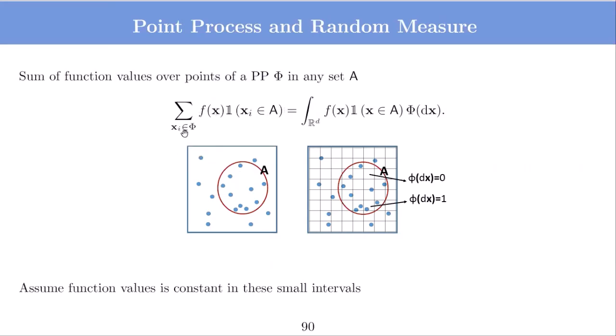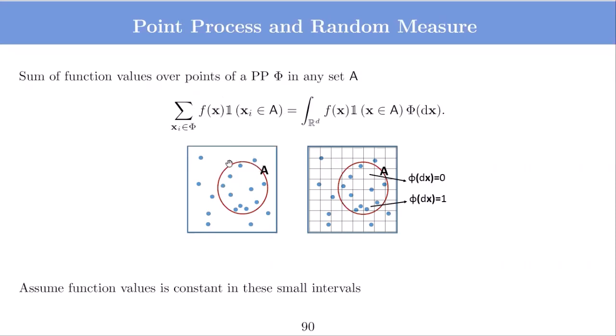So you go to each point in phi, find its value xi, f(xi), and the indicator that xi belongs to A. If you don't have this, then I am adding over all points. If you have this, then you are adding only over the points which are in A. You can treat the whole thing also as a function g(xi).